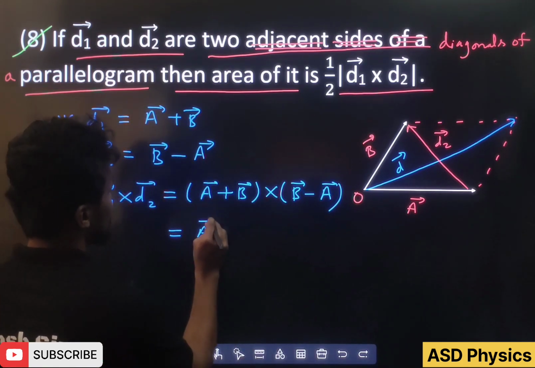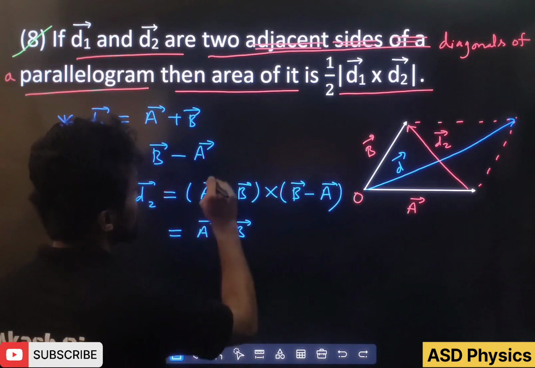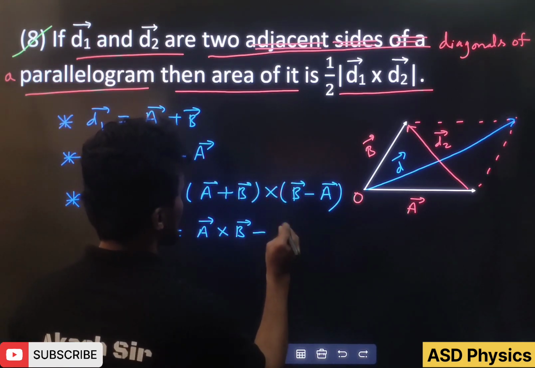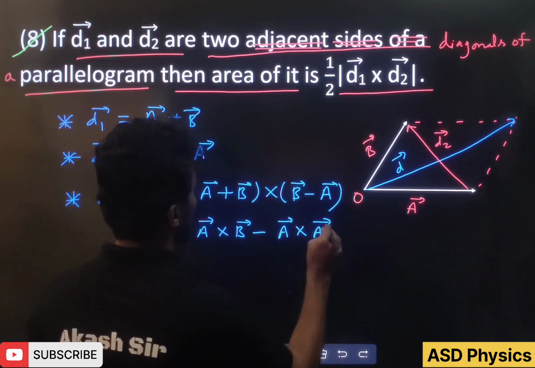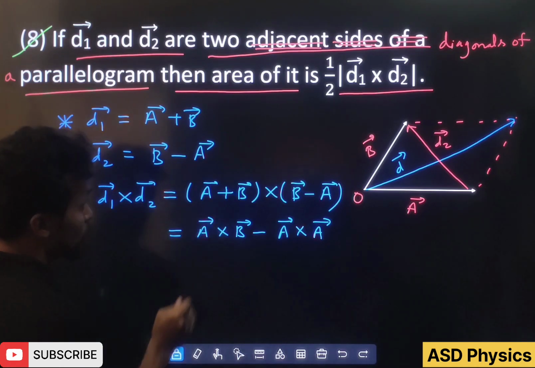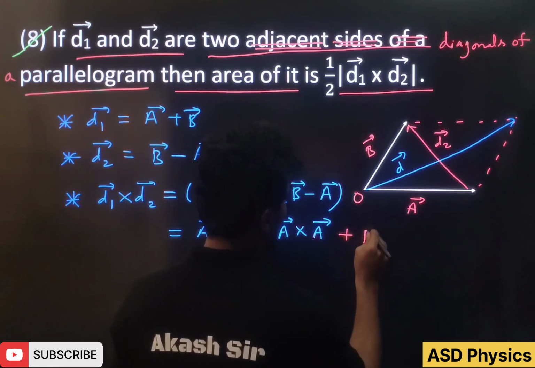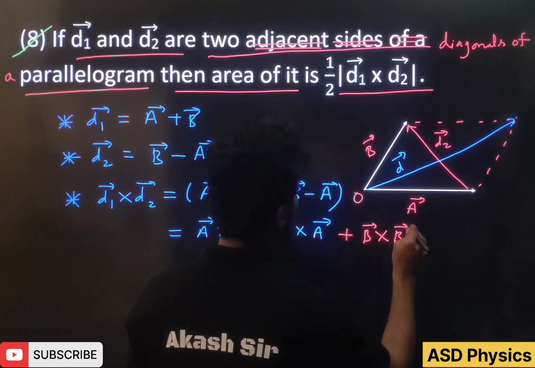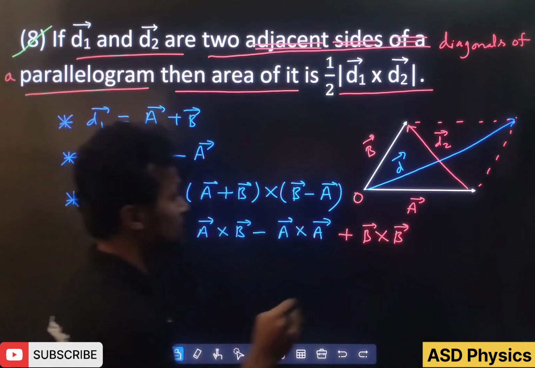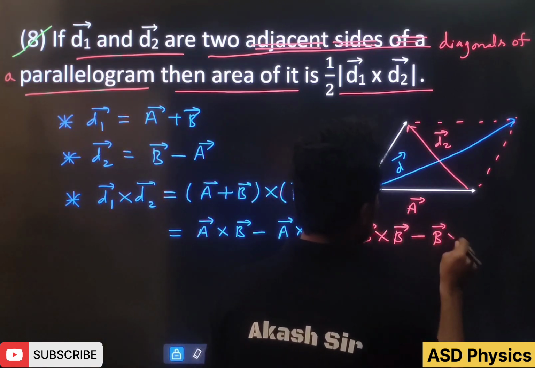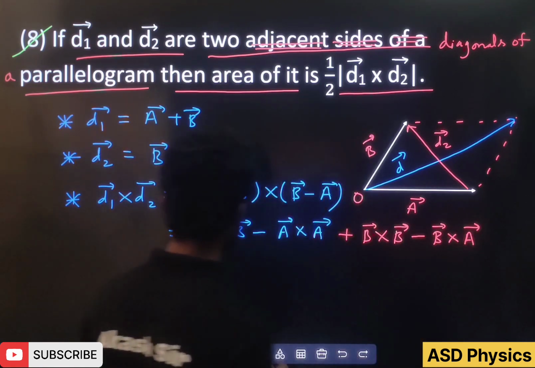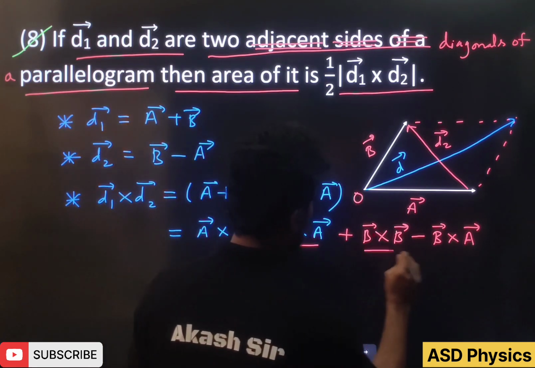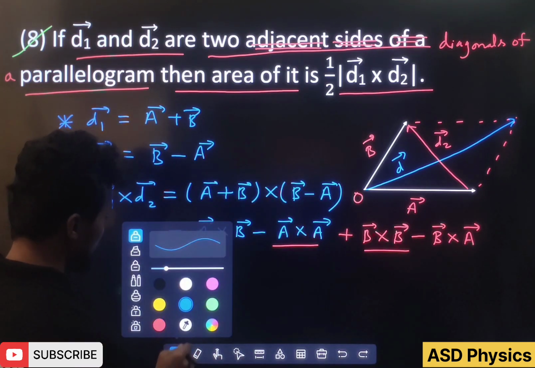Let's see what will happen. Vector A cross vector B. First vector A is going to multiply: minus vector A cross vector A. One is completed. Next one: plus B cross B. And after that, plus, minus, minus, B cross A. What will become 0, students? A cross A and B cross B will become 0, because they are parallel vectors.